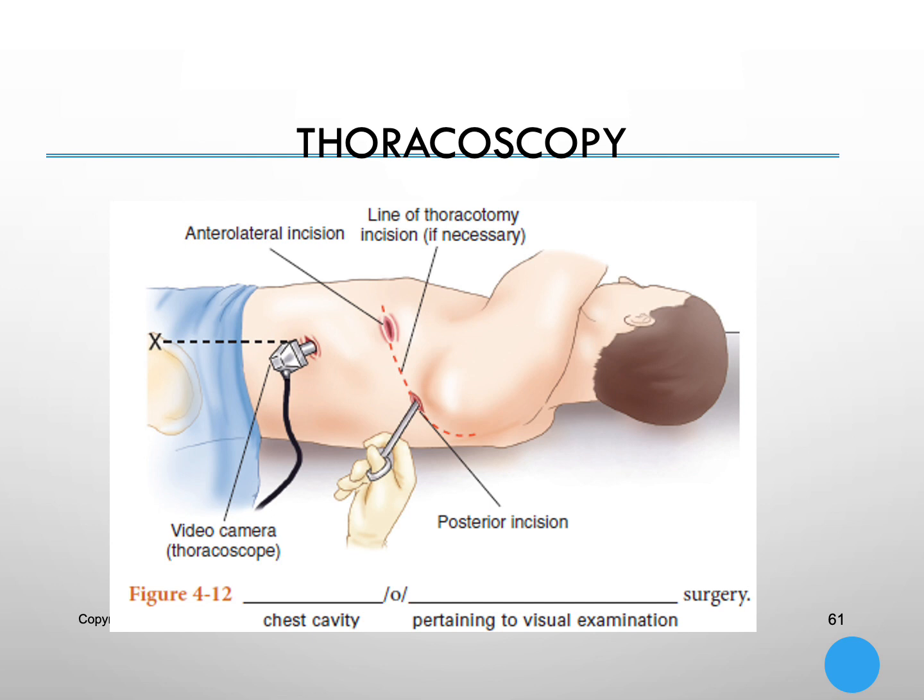And here is an image of a thoracoscopy. A small incision is made in between the ribs oftentimes, and then a scope is inserted in there to get a peek at the thoracic cavity.